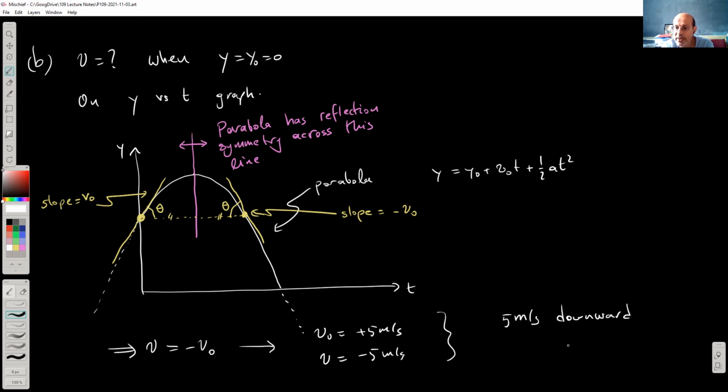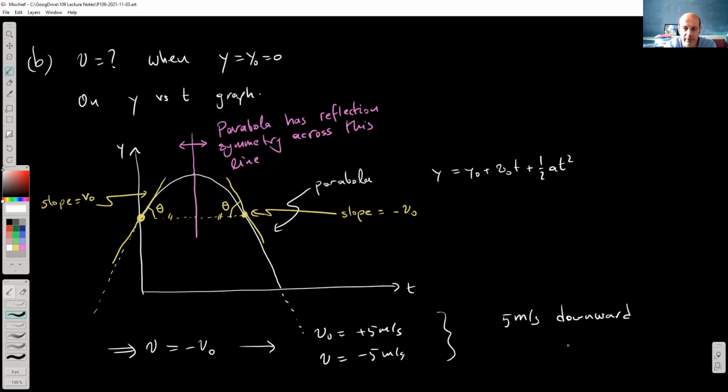Equal to the initial velocity with the negative sign. It's equal to the opposite of the initial velocity, right? It's equal to the negative of the initial velocity. Equal to minus the initial velocity.